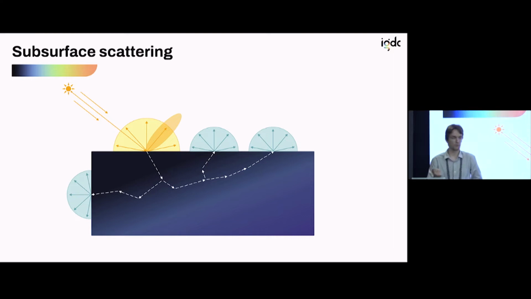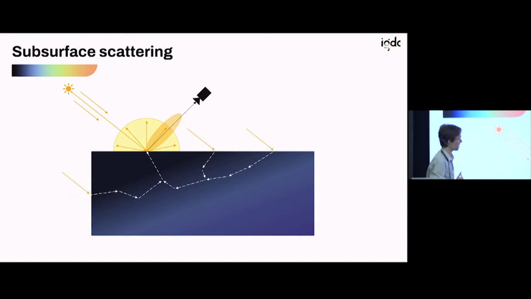But in real time, we can't really do this because what we are interested in is not so much where it goes out, but all the places where the light enters the surface, scattered below in order to exit at the point we are actually looking at. So how can we do this in real time?